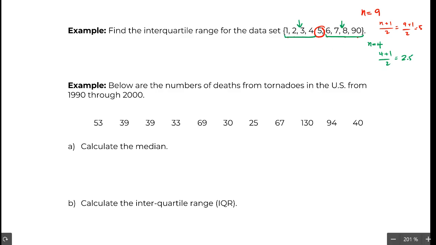So in this case, the average between 2 and 3 is 2.5. Average between 7 and 8 is 7.5. So our IQR is just Q3 minus Q1, which is 7.5 minus 2.5.